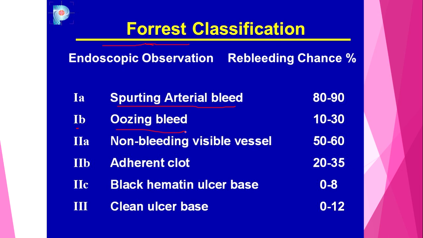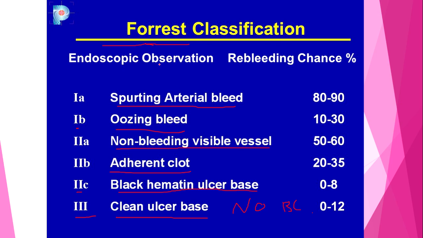1B, oozing bleeding. 2A, non-bleeding visible vessel. 2B, adherent clot. 2C, black hematin ulcer base. And 3, clean ulcer base. Clean ulcer base means no bleeding. This is no origin of the bleed, of the blood. No bleeding.